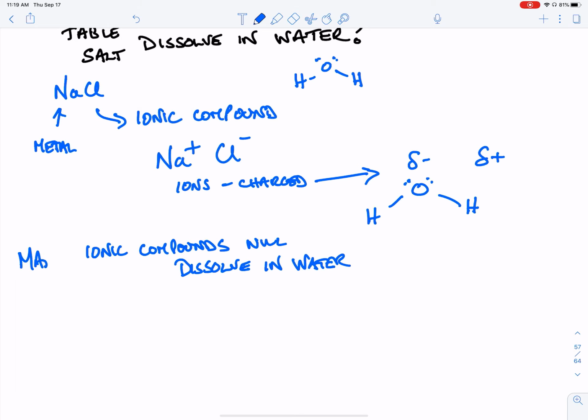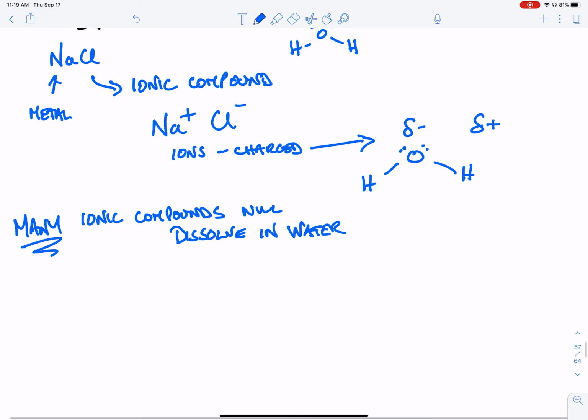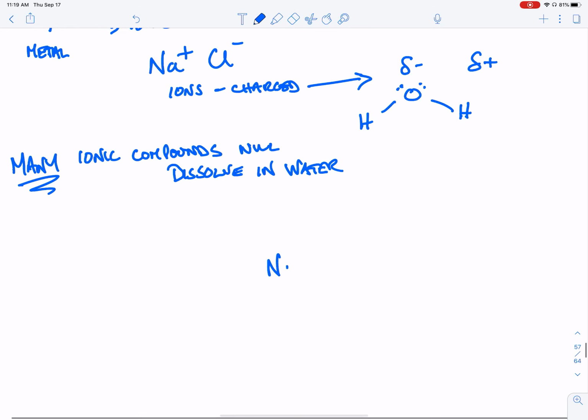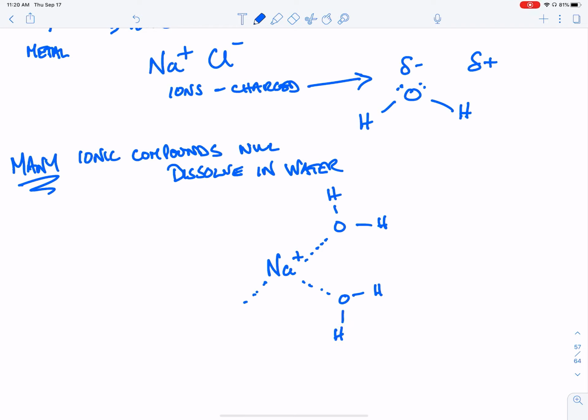I'm just going to put many ionic compounds will dissolve in water, because what will happen is the sodium ion will get attracted to the water molecule and will get surrounded by the water molecules from some type of attractive force. And we need a name for this attractive force.